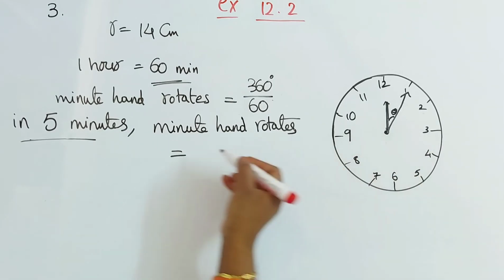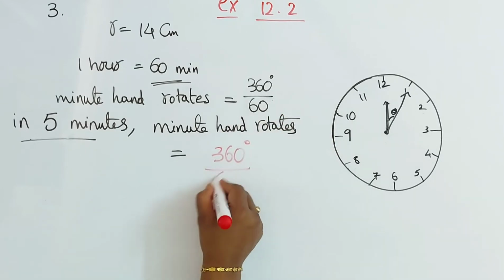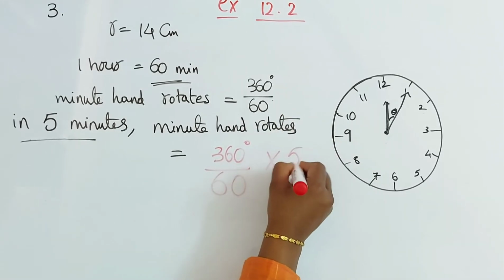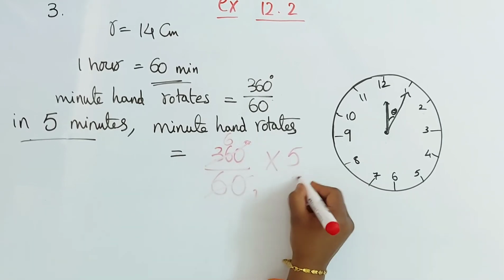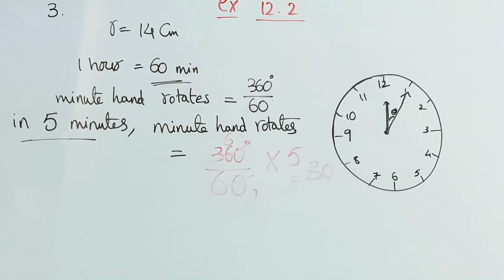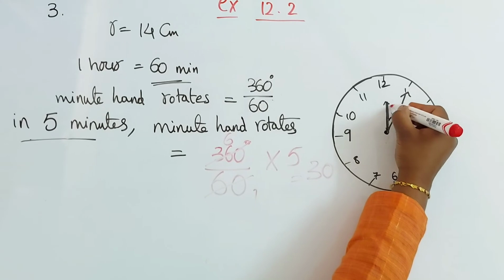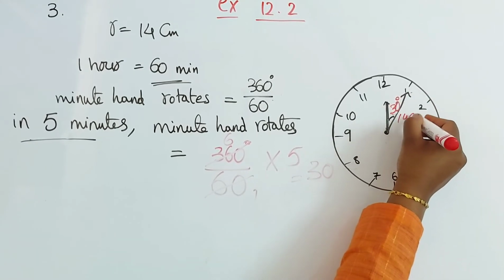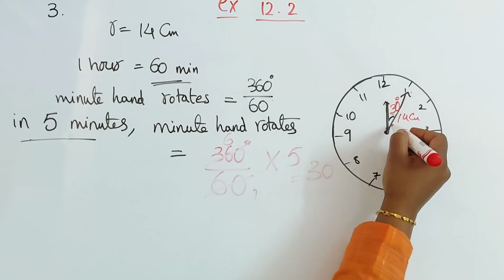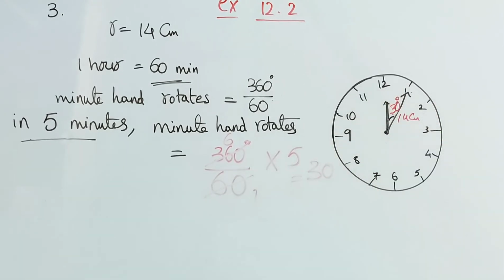The minute hand rotates 360 degrees divided by 60 into 5 minutes. Correct, children? 6 ones are 6, 6 into 5 is 30. That means this angle, so the 5 minutes angle is 30 degrees here. So we know the radius r is 14 centimeter and the angle theta is 30 degrees, so that we can find out this sector area.